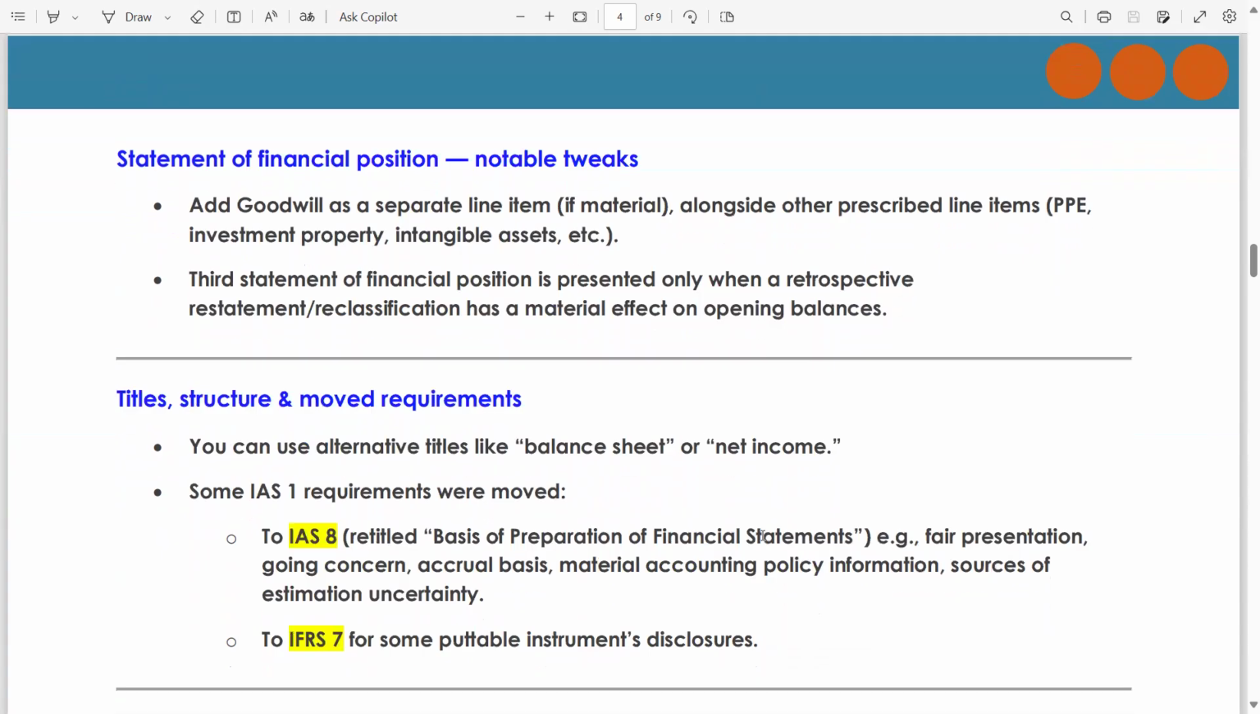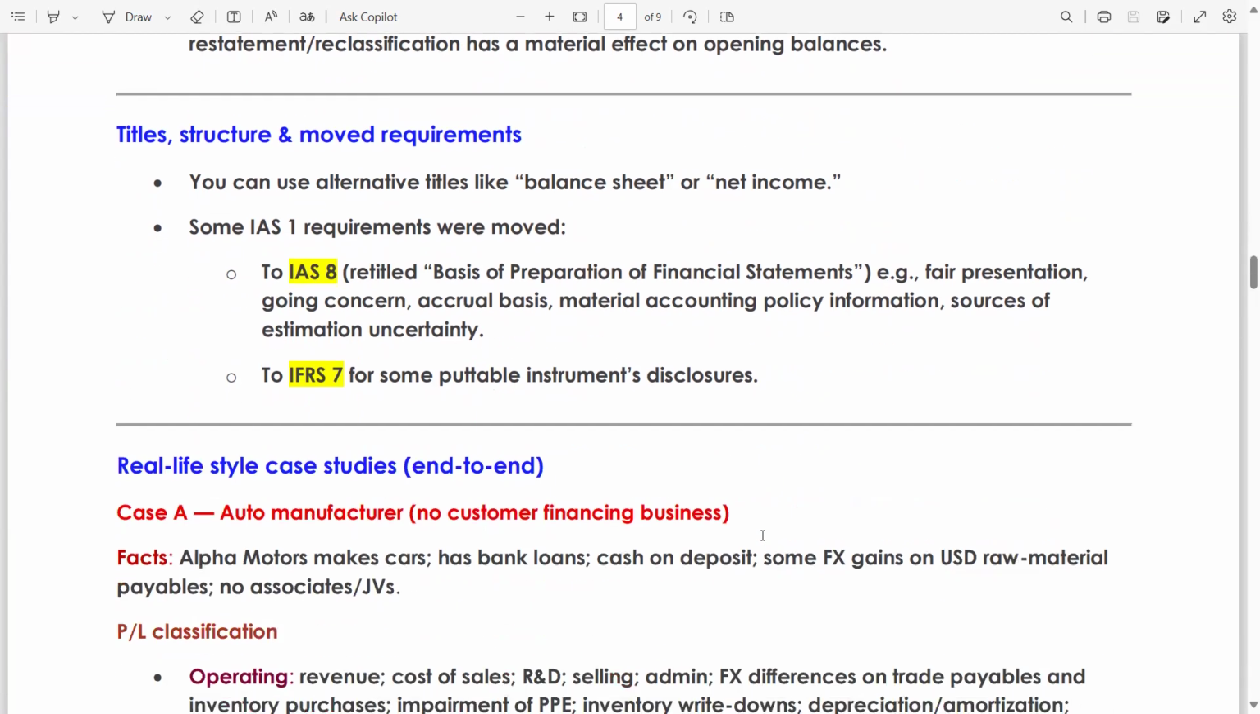Statement of financial position: add goodwill as a separate line item. A third statement of financial position is presented only when a retrospective restatement or reclassification has a material effect on opening balances. Now, title, structure, and moved requirements. You can use alternative titles like balance sheet or net income. Some IAS 1 requirements were moved to IAS 8, it just retitles: basis of preparation of financial statements, fair presentation, going concern, accrual, matching, accounting policy. And to IFRS 7, financial instruments, which I have discussed in the IFRS 9 lecture.